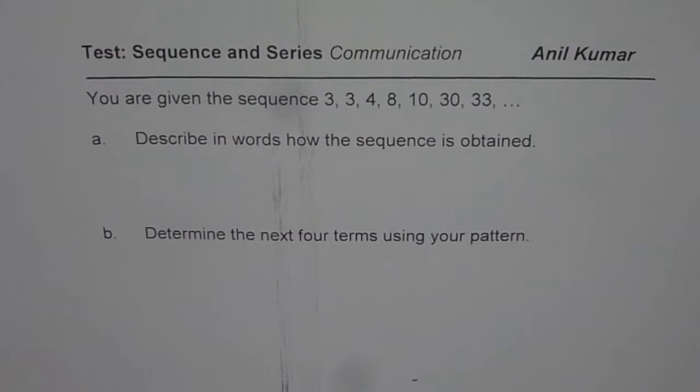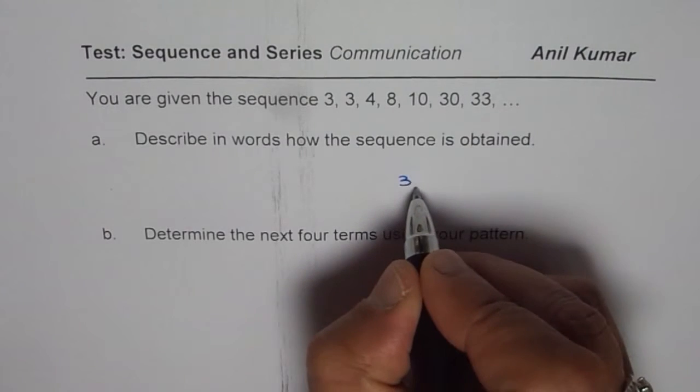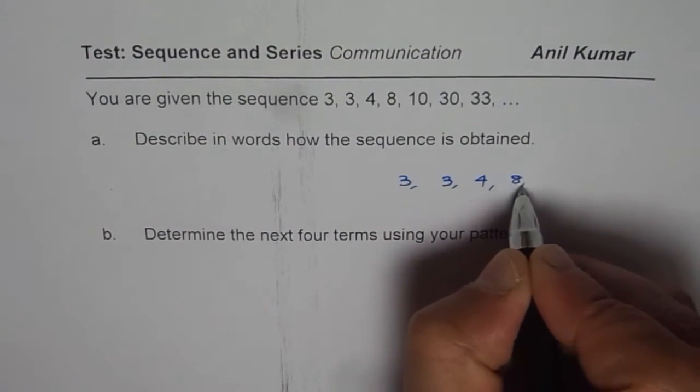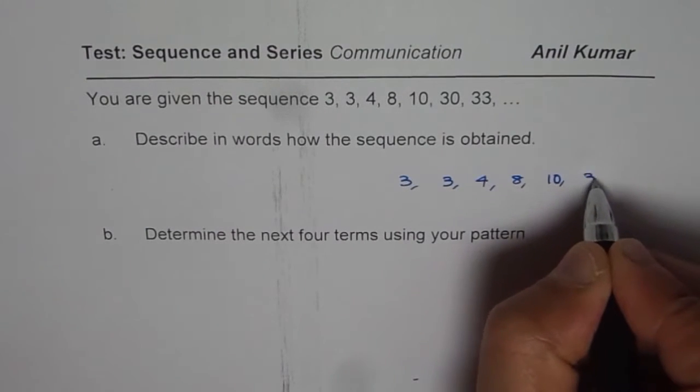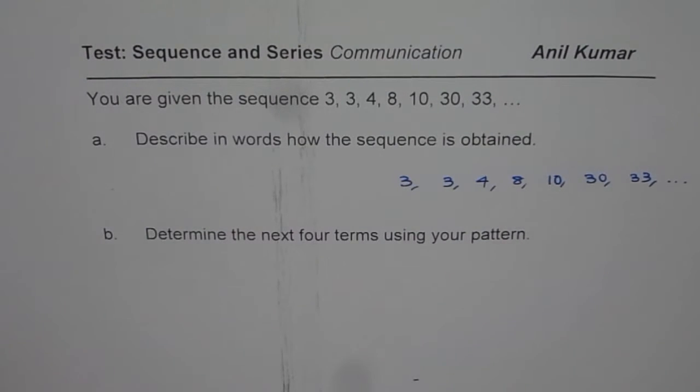Now it is one of those questions which is kind of difficult to get. Let us work out and see what kind of strategy should be applied to solve this question. The numbers given to us are, let me write them very clearly here, 3, 3, 4, 8, 10, 30, 33, and so on. So what kind of pattern do you see? That is what we need to figure out.